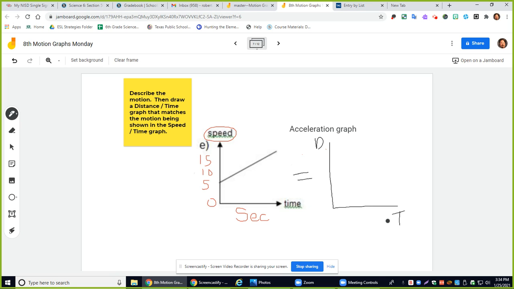Okay. Everybody drawing a distance time graph to represent that speed time graph? So what would a distance time graph look like? Okay, let's do this. Everybody show me your answer. What do you think it looks like?